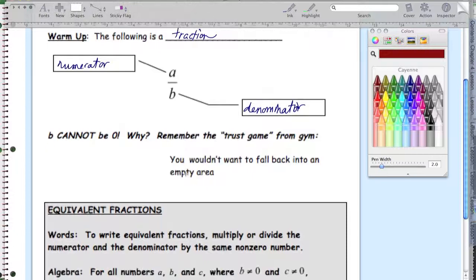Now, let's move on down. They do say b cannot be 0. That's with an exclamation point, and that's an important fact. You cannot have 0 in the denominator. And we talked about a couple ways of remembering it. One way is the trust game from gym class. You wouldn't want to fall back into an empty area. So if here is the bleachers, and you have 3 people up here, but 0 people down here to catch you, 3 over 0 equals splat. Bad news. So that's one way to remember that you should not have 0 in the denominator, or it's going to give you an error.